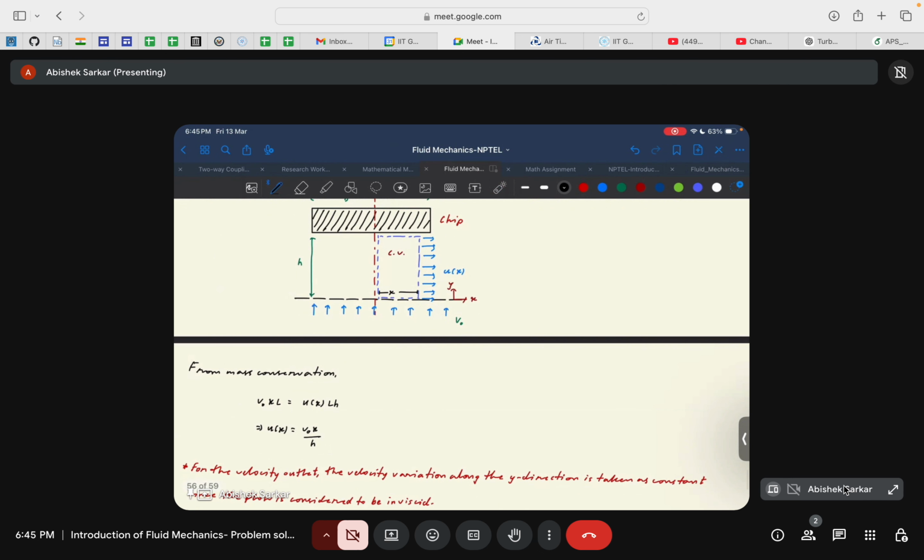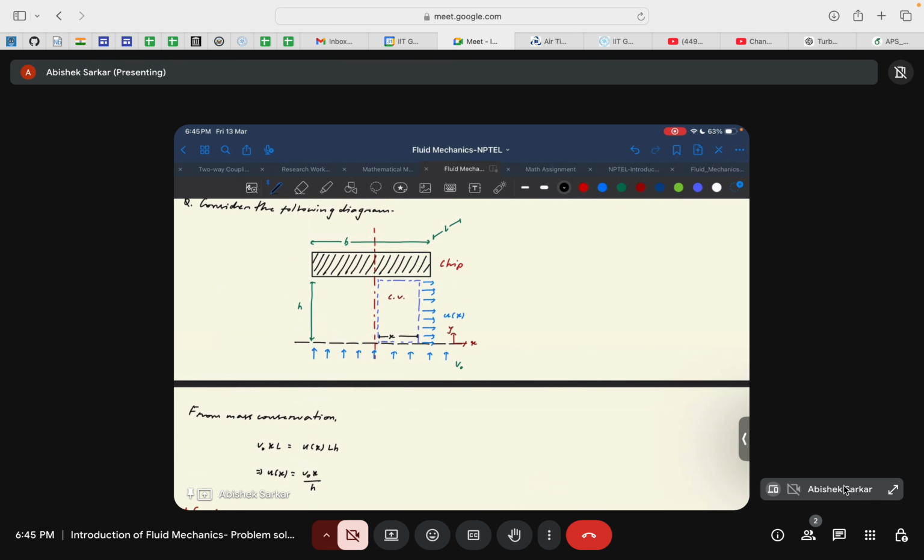So from mass conservation, v naught times your area would be x times L. L is the perpendicular width of the plate, so v naught x times L would be equal to u of x times L times h. We are initially considering it to be a function of x. It can be a function of y as well, but you will eventually see that it ends up being a function of x only. That's why we consider this velocity along the x direction to be a function of x only.